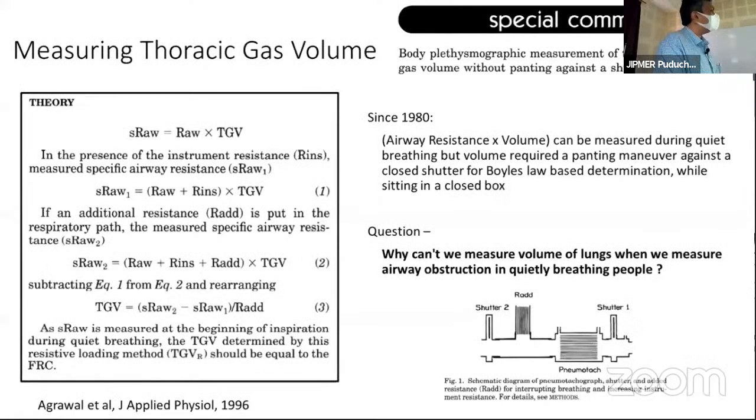How do you do this? You make the person breathe like this. You create a shutter over here, so he's not breathing against a shutter. Now his airflow will be diverted like this.